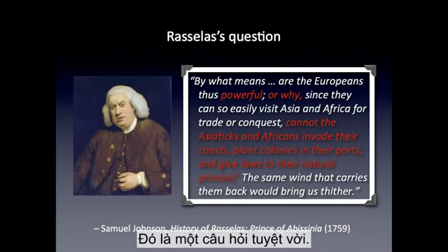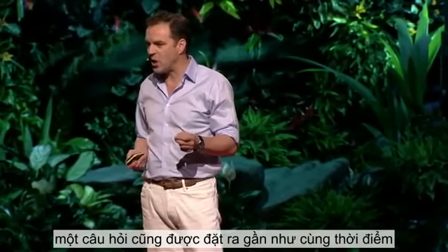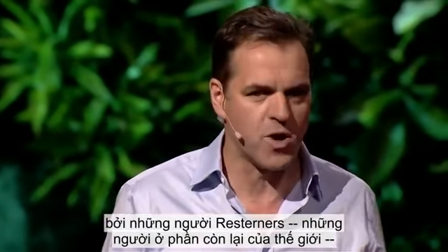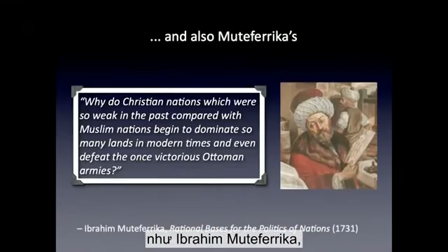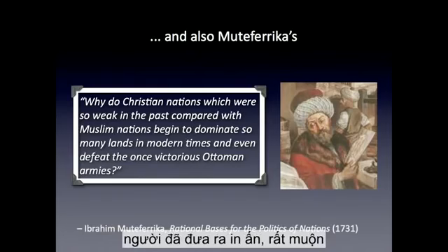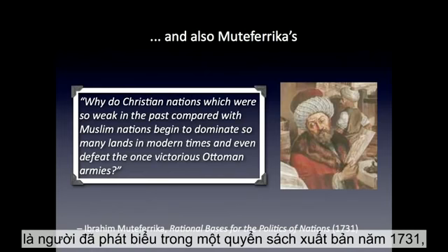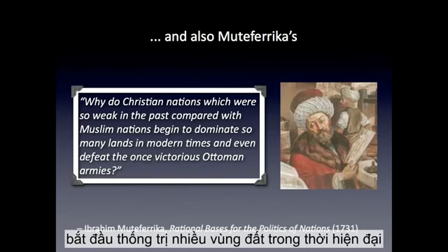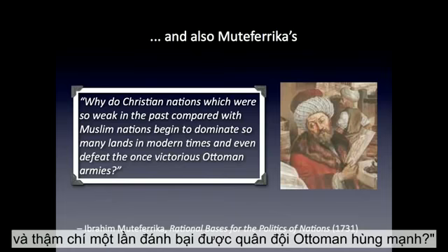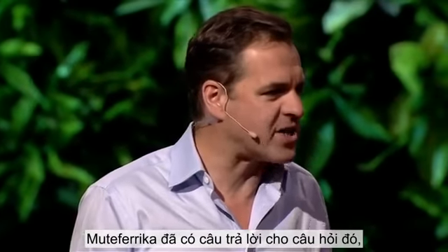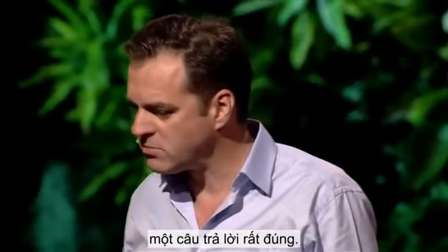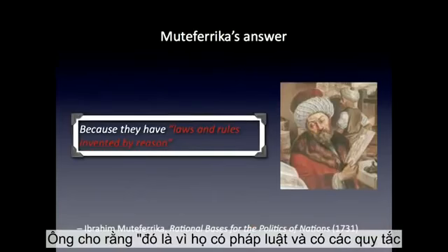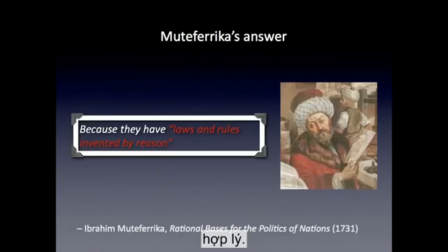That's a great question. And you know what? It was also being asked at roughly the same time by people in the rest of the world, like Ibrahim Mutafarrika, an Ottoman official, the man who introduced printing very belatedly to the Ottoman Empire, who said in a book published in 1731, "Why do Christian nations which were so weak in the past compared with Muslim nations begin to dominate so many lands in modern times and even defeat the once victorious Ottoman armies?" Unlike Rasselas, Mutafarrika had an answer to that question, which was correct. He said it was because they have laws and rules invented by reason.